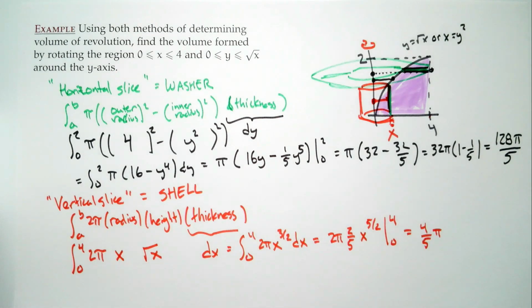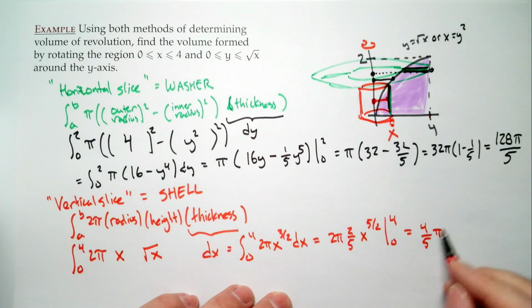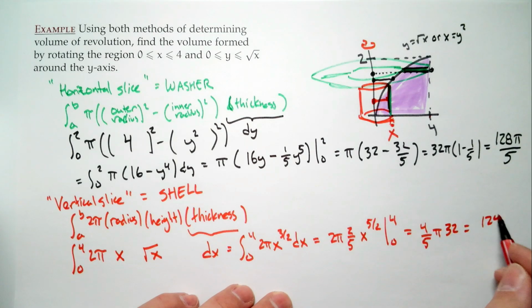Because you can choose which order to take either the square root or the 5th power. Square root of 4 is 2. Okay, you agree with that one. And then 2 to the 5th. Just start working through the powers. 2, 4, 8, 16, 32. So that's going to be 32. So when we plug in, we'll get 4/5 times pi times 32, which becomes 128 pi over 5.